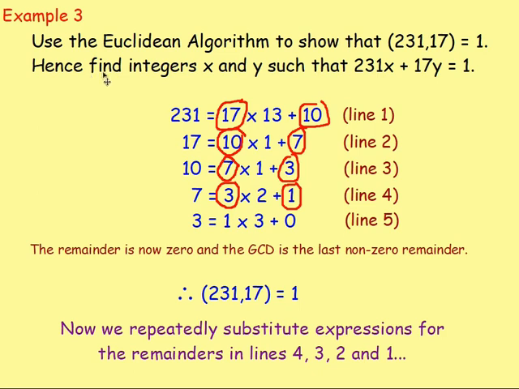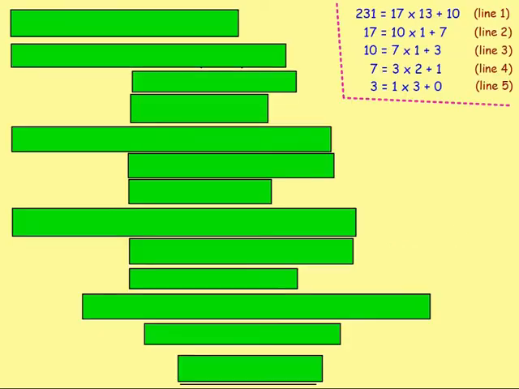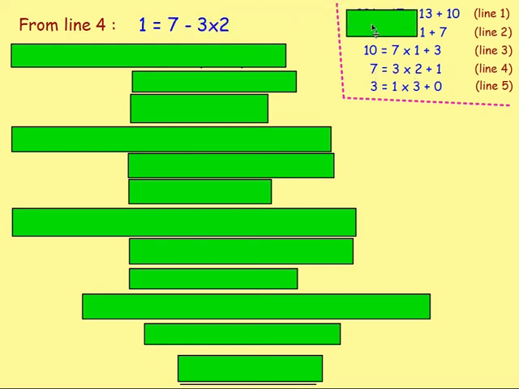What we now do for the second part is we repeatedly substitute the remainders in lines 4, 3, 2 and 1. So let's do that over the page. We need these lines 1, 2, 3, 4, 5, and we want to start with the one that had the greatest common divisor, which was line 4. So starting with line 4, if you rearrange this, you can say that 1 would be equal to 7 take away 3 times 2. So 1 equals 7 take away 3 times 2. Can we do anything else with that? Well, no, we can't. So we go up to line 3.